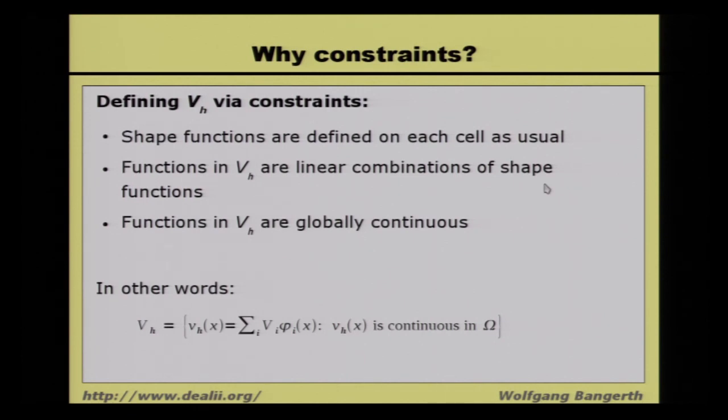So if I write the space as follows, we want this space VH to be all of those functions little vh of x that are a linear combination of these shape functions phi I, but we also want them to be continuous. So this is an additional constraint that we pose to the space, and now the question is, how do we do this in practice? Right now I've just given you a verbal description of what we want, but how we want to do it in mathematical terms, that's of course still to be defined.